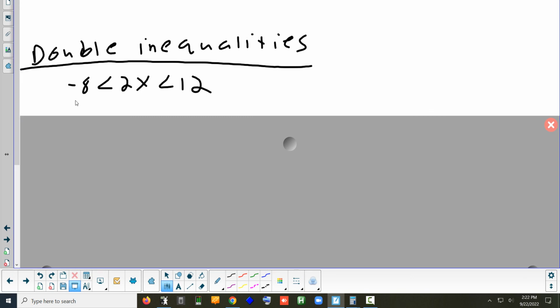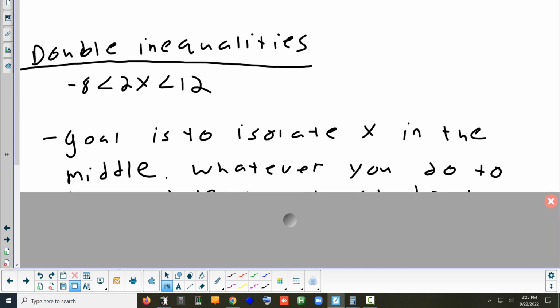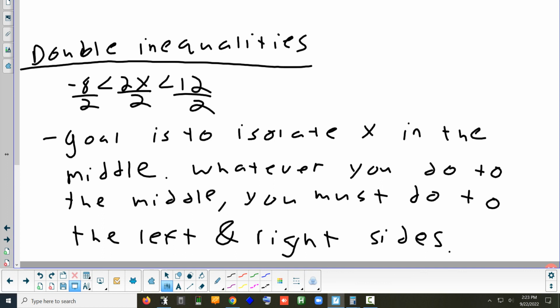To solve a double inequality, it's almost like solving a single inequality, except whatever you do to the middle, you have to do to the left and you have to do to the right. So if I wanted to solve this one, I would want to get rid of that 2. The goal is to get the x by itself in the middle. This is how you would do it. You would divide everything by 2. So remember, whatever you do to the middle, you have to do to the left and the right. Same rule applies. If you had divided by a negative, you would have been flipping all of these inequality signs right now.